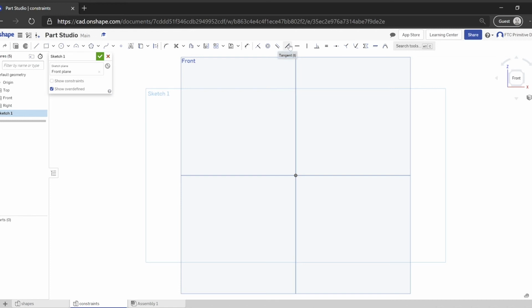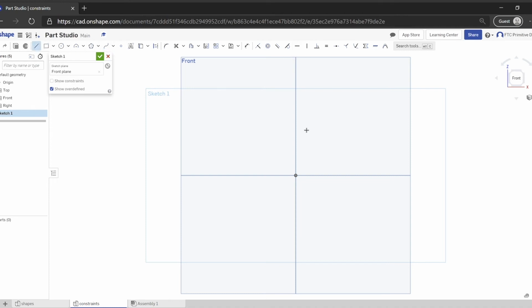Okay, next we have the tangent constraint. So the tangent constraint is exactly what you think it is. It sets a line to be tangent to a circle. So if you click on this line, this circle is going to stay tangent to the line no matter where you move it, like so. This means that no matter how far you extend the line, it's only going to intersect the circle at one point, which is great for creating smooth and clean curved edges.